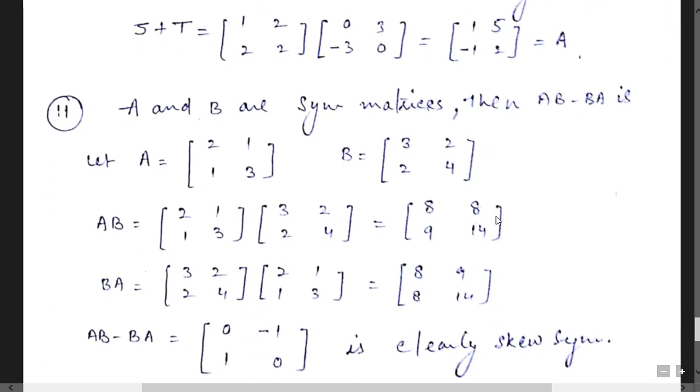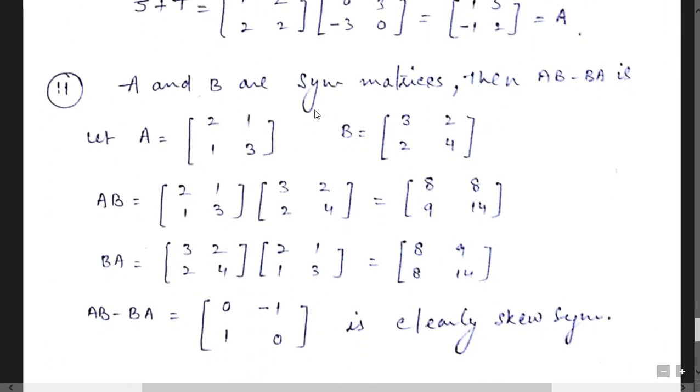Question number 11. A and B are symmetric matrices, then AB minus BA is. It's basically the important question. Let us take one example of A and B. Both the matrices are symmetric matrices, then multiply AB and BA, then find the difference. Clearly the answer is skew-symmetric.